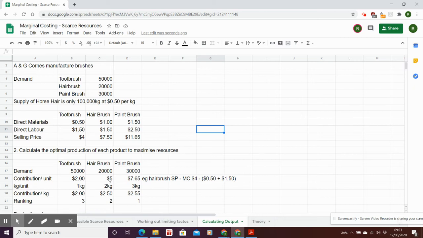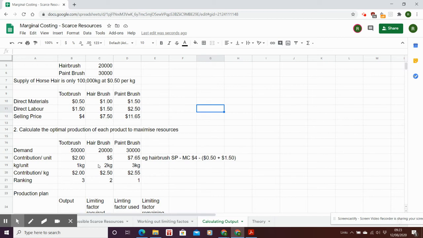For the hairbrush, $7.50 take away $2.50 gives me $5 per hairbrush. And for the paintbrush, we do $11.65, take $2.50, take $1.50. That gives me $7.65 per paintbrush.